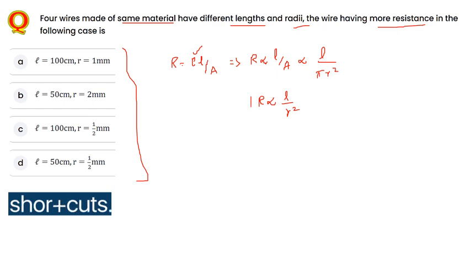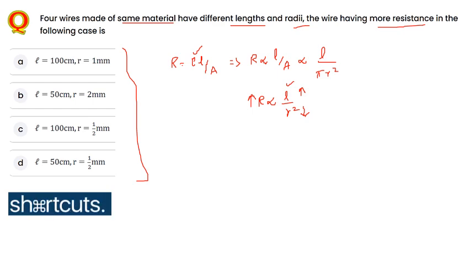See, the resistance should be maximum. That means the length should be maximum because it is directly related. At the same time, the radius should be minimum. In this concept, they have given four different lengths. Having more length means resistance will be more, and having less radius means resistance will be more. See, there are four things here.